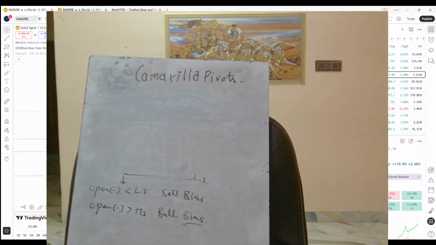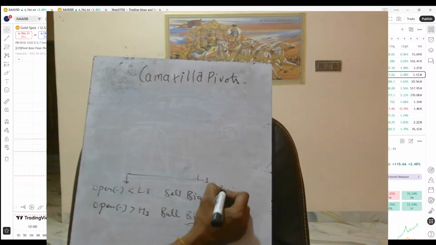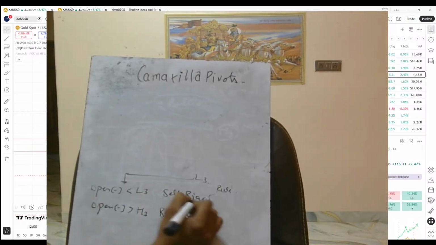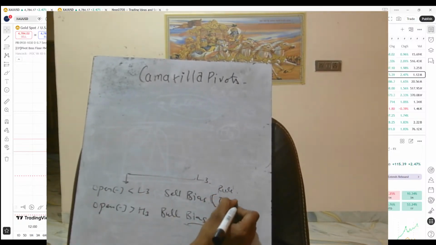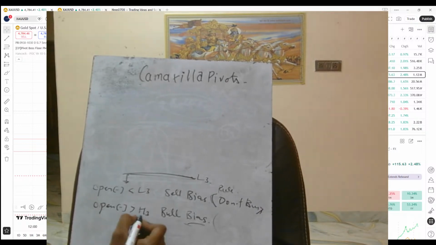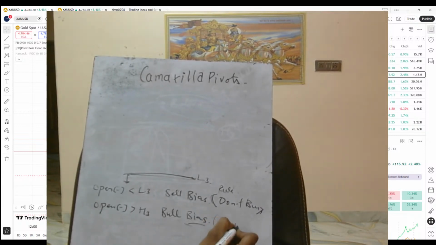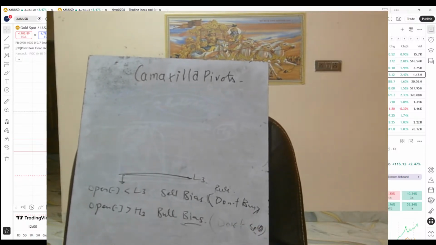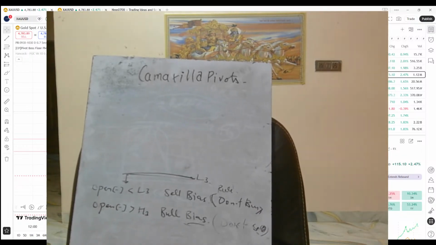Very simple. इस केस में the rule is, do not buy. Once the price is below L3, you should not be buying. And once the price is above H3, do not sell. सिंपल से ये दो लॉजिक है कैमरिला के, इट्स नॉट मच.